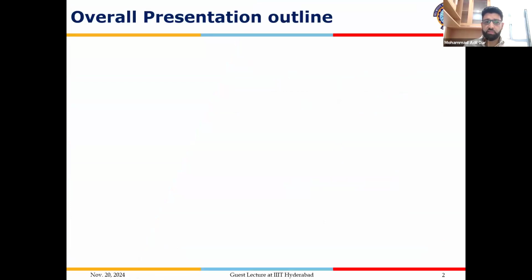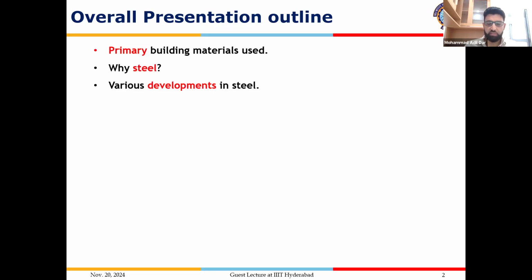I'll start with my presentation outline to give you an overview as to what will be discussed for the next about 1 hour. We'll start with primary building materials used in today's construction, followed by why steel. That's the main focus of this presentation. Then the various developments in steel, regardless of the type we're discussing, whether hot rolled steel or cold formed steel.